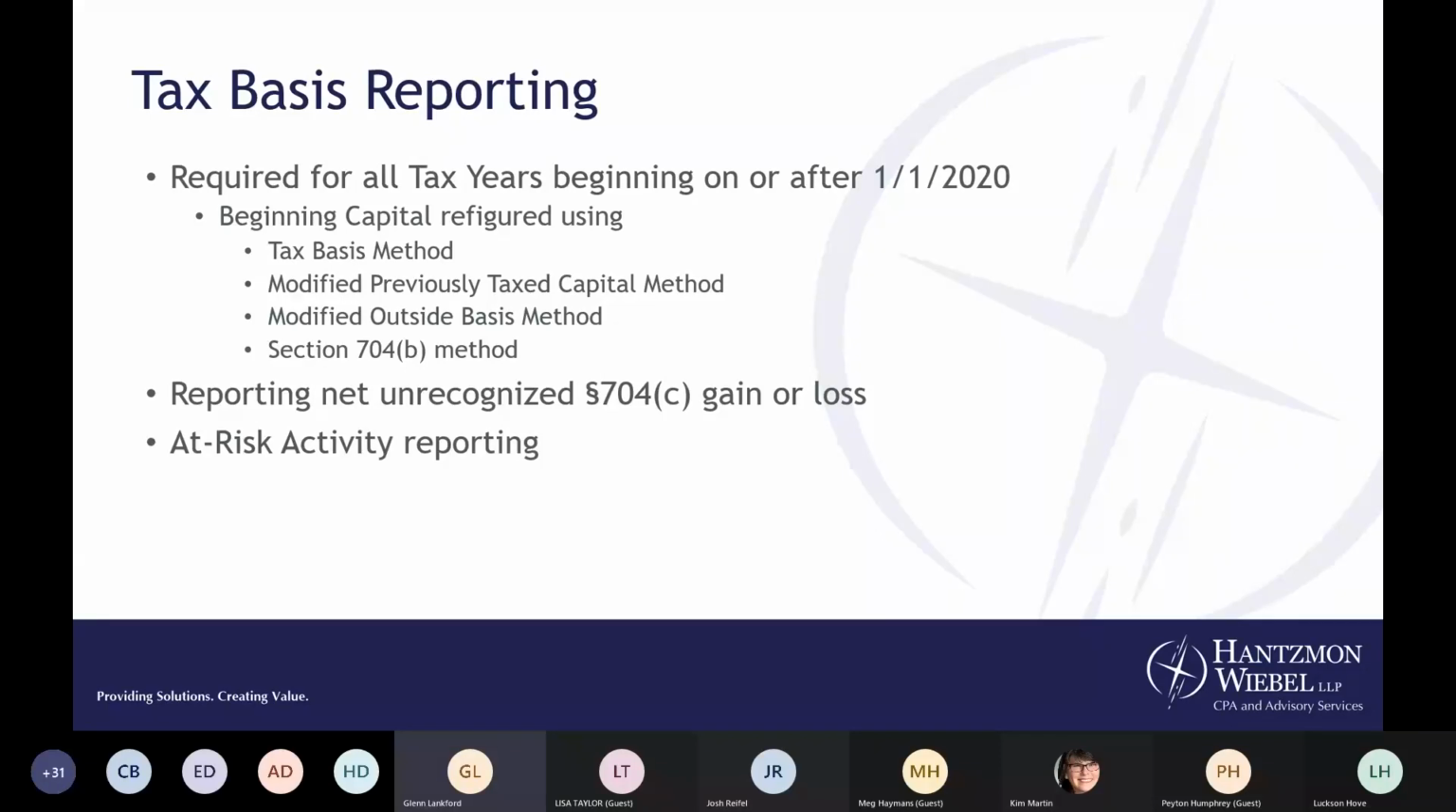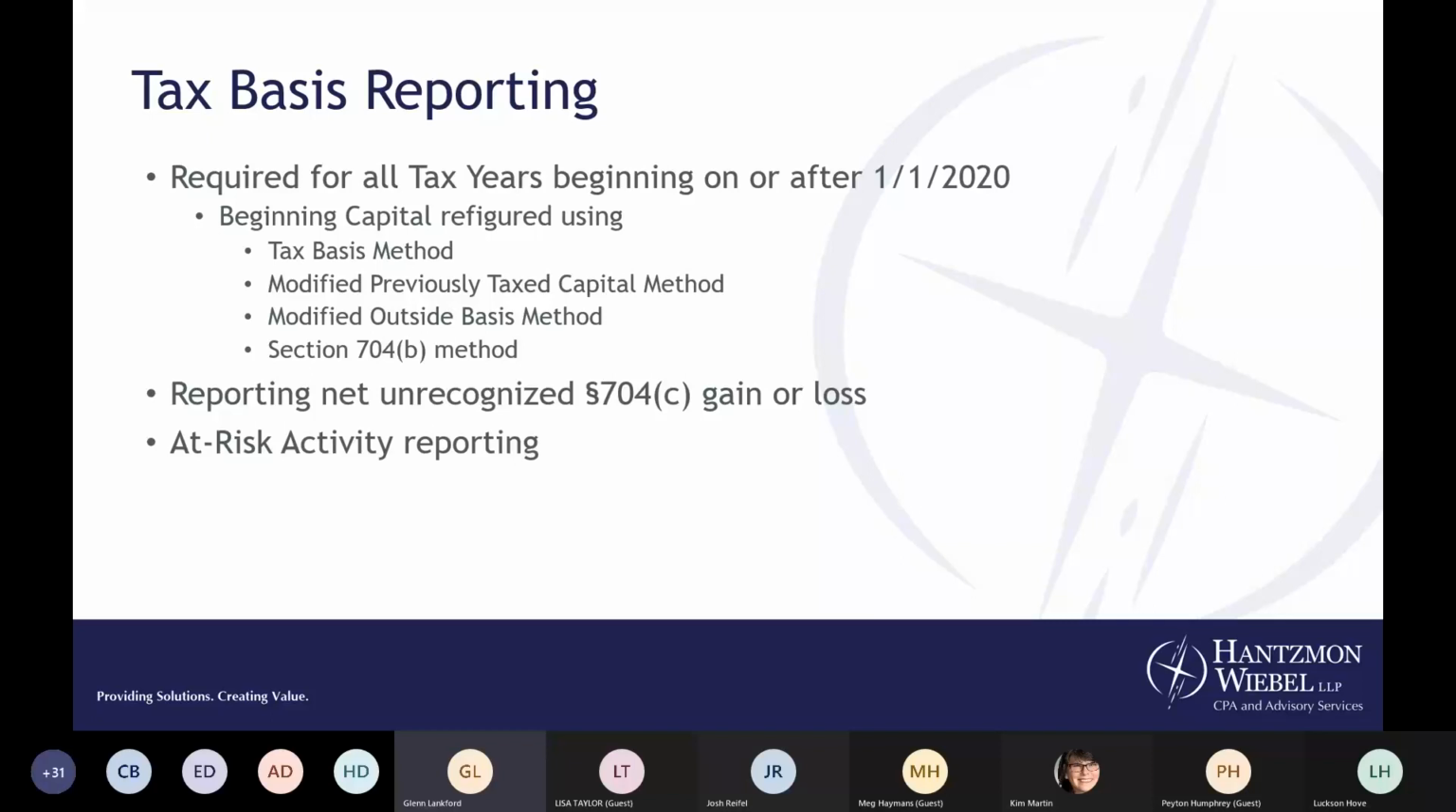Now, 704C also applies in what's called reverse 704C allocations. You may have seen this if you read a lot of partnership agreements. So if a partner makes a contribution down the road, not at the outset of the partnership but later on, oftentimes you'll see a provision in the partnership agreement where capital accounts will be revalued whenever a new partner comes in or additional capital is contributed.